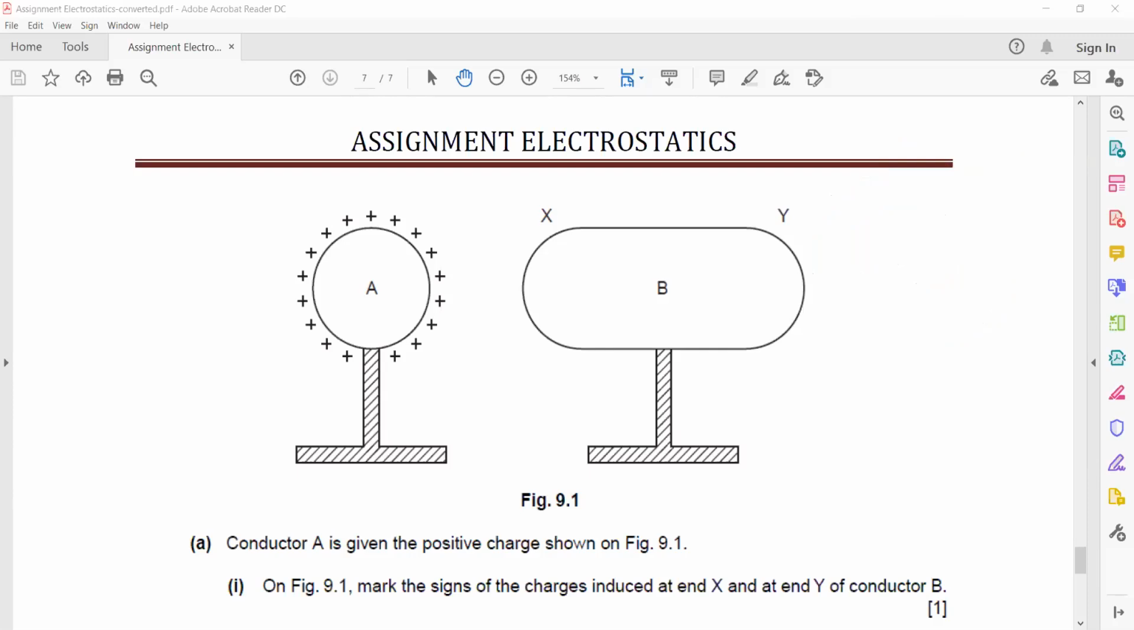Is it clear, the electrostatics? After 10 minutes, I'll share another link. Take a 10 minute break, and then I'll give an introduction to electric current.